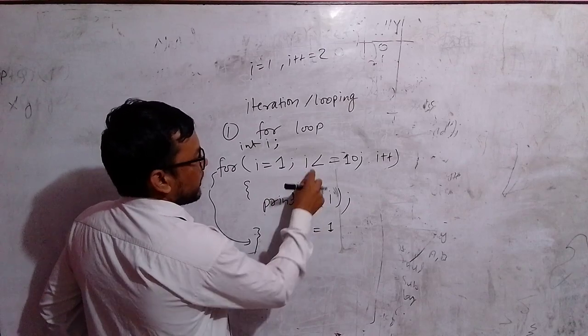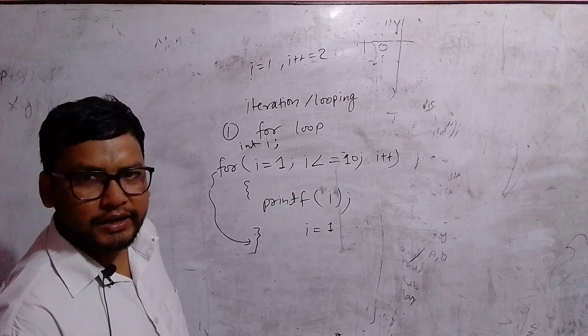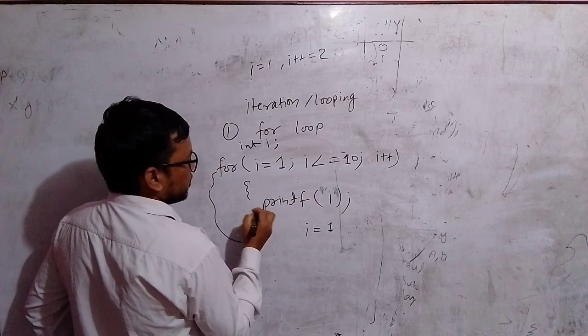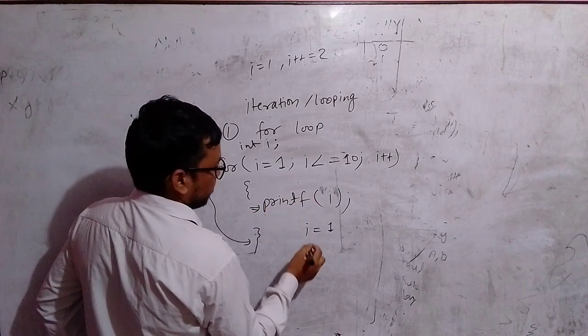I is equal to 1 here. 1 is less than 10. Obviously, it is right. This condition is satisfied. That means it executes this statement and prints.